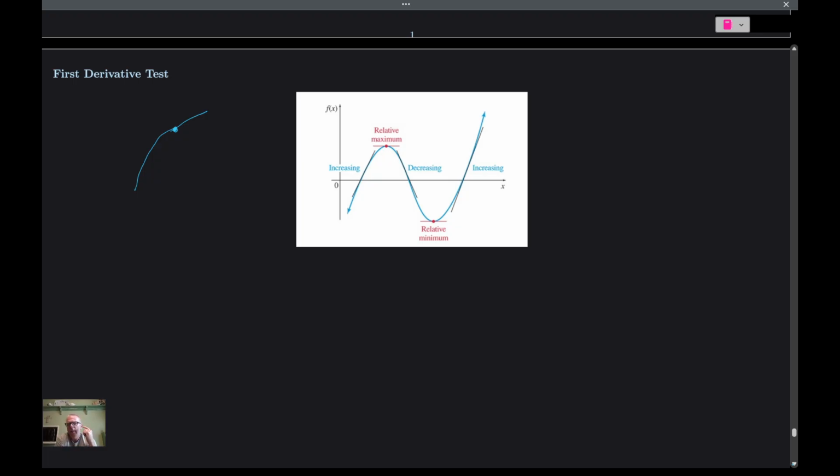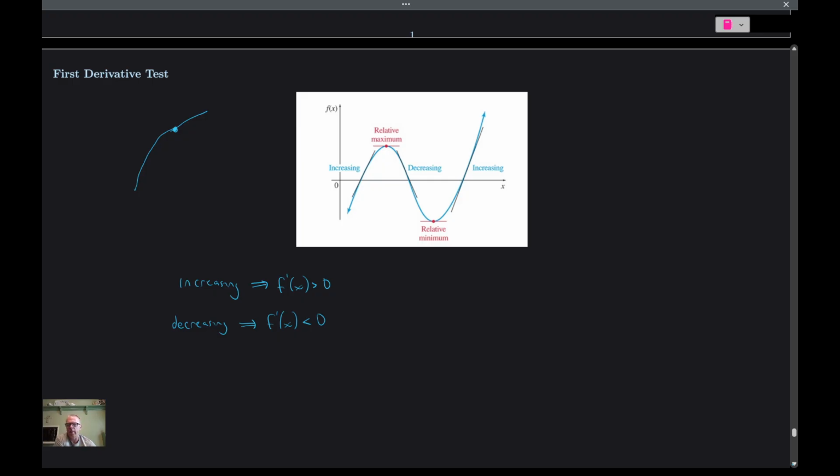This is the part where you need to make the connection between the visual, what you can intuitively see, and the calculus that we've been learning. If the function is increasing, that tells us that the derivative is positive. If the function is decreasing, that tells us that the derivative is negative. So increasing, the derivative is positive. Decreasing, the derivative is negative.